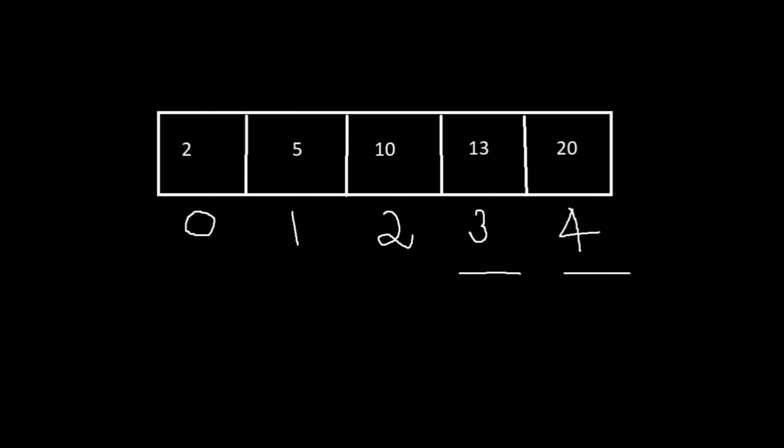So since we know the third index, we can also find out the element at the third index, which is 13. As we know, 13 is not equal to 14. Instead, 14 is bigger than 13, right? So again, we will do mid plus 1. Since 3 is the middle index, we'll change our first index to mid plus 1. So in this case, 3 plus 1 is 4.